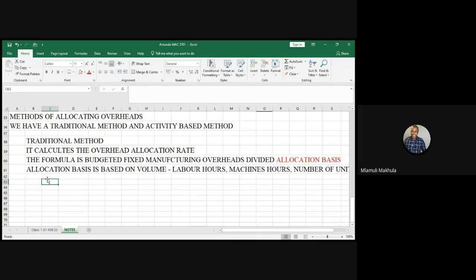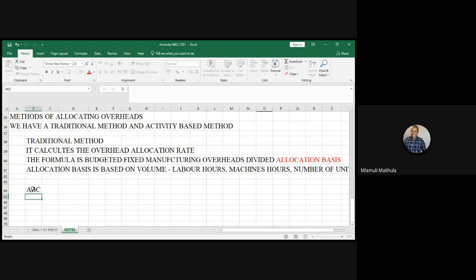And then the second allocation method, we usually call it ABC, which is the activity-based costing method. ABC says, wait a minute, you cannot allocate overhead based on volume. Because there are certain overheads whereby their consumption of the allocation basis is different, my friend.